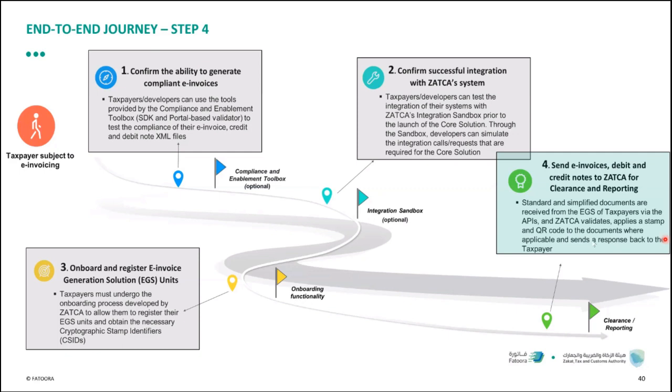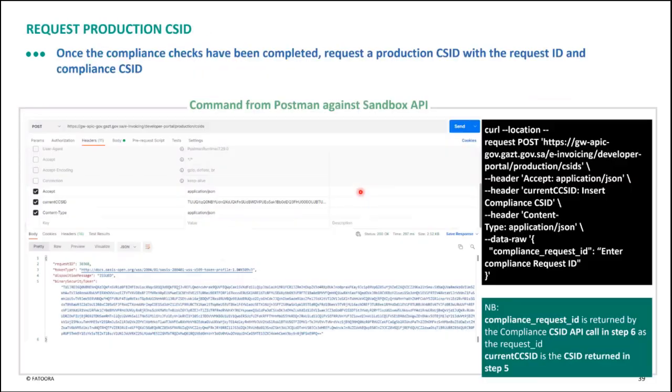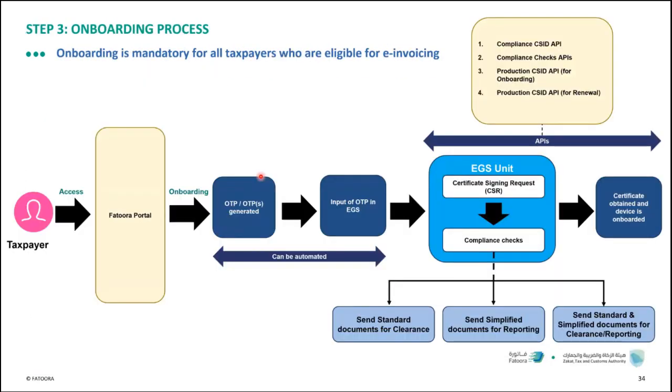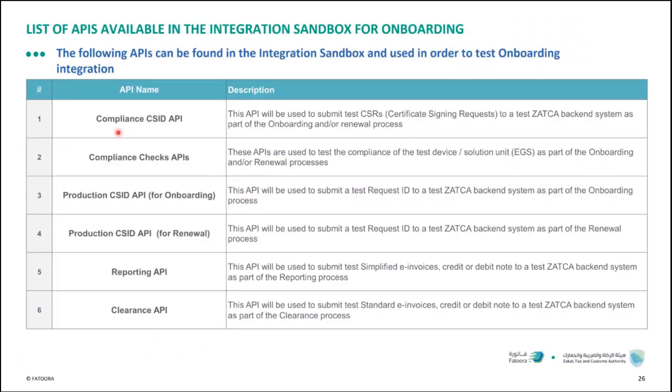Is the CSID used in sending invoices the same as the one used in onboarding? If you're referring to the production CSID, then yes. If you go back to the steps, this CSID is used for compliance to complete the second step. The third step, which is the production CSID, is the one that is going to be used to send your invoices.